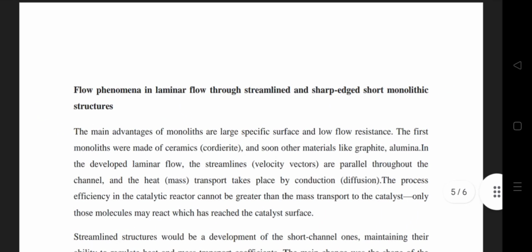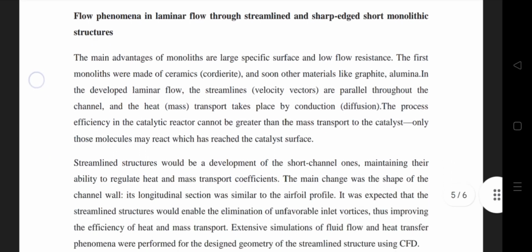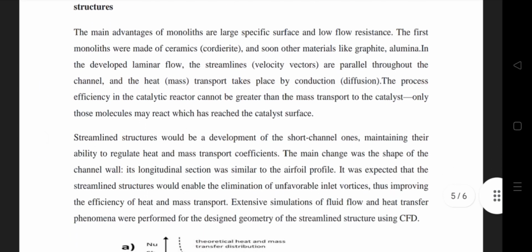One of the major uses of the monolithic reactor is in studying flow phenomena and laminar flow through streamlined and sharp-edged monolithic structures. The main advantages of monoliths are large specific surface and low flow resistance. The first monoliths were made of ceramics, and soon after other materials like graphite and alumina were used.